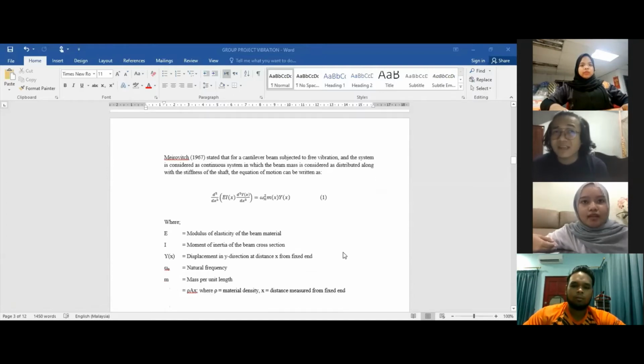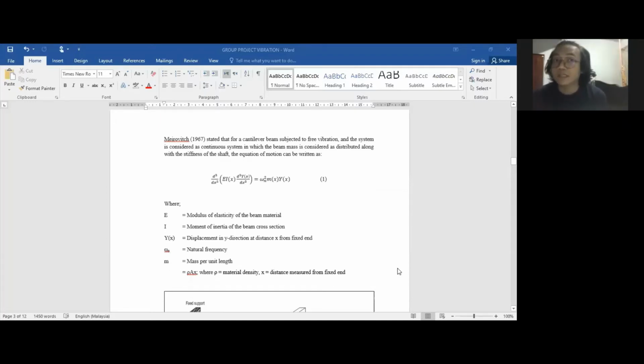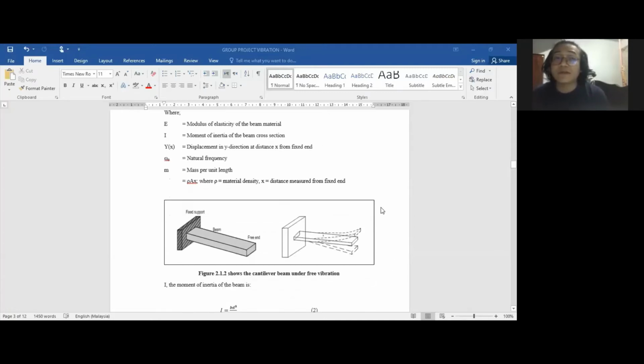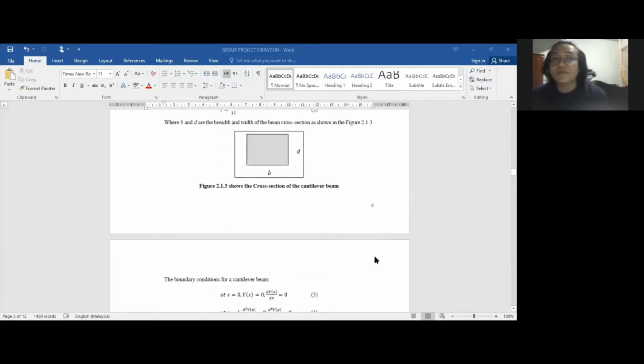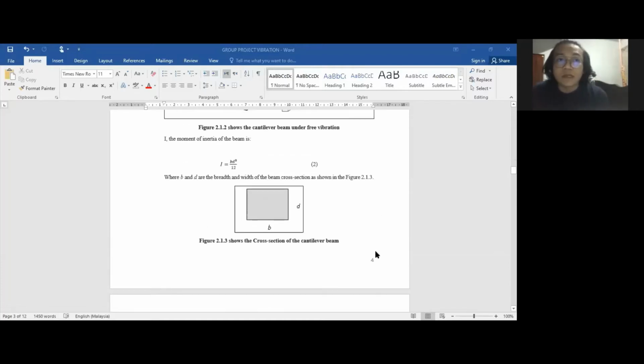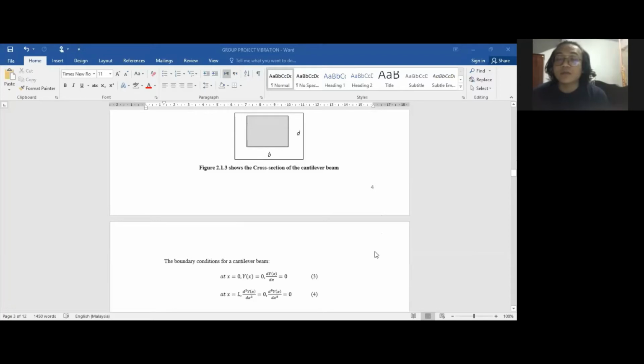Mitrovic 1960 stated that for a cantilever beam that is subjected to free vibration, the system is considered as a continuous system in which the beam mass is considered as distributed along the stiffness of the shaft. The equation of motion for the cantilever beam can be determined by using equation number 1, and then the moment of inertia of the beam we can determine by using equation number 2. The cantilever beam under free vibration is shown in figure 2.2, and figure 2.3 shows the cross section of the cantilever beam that we use to determine the moment of inertia.